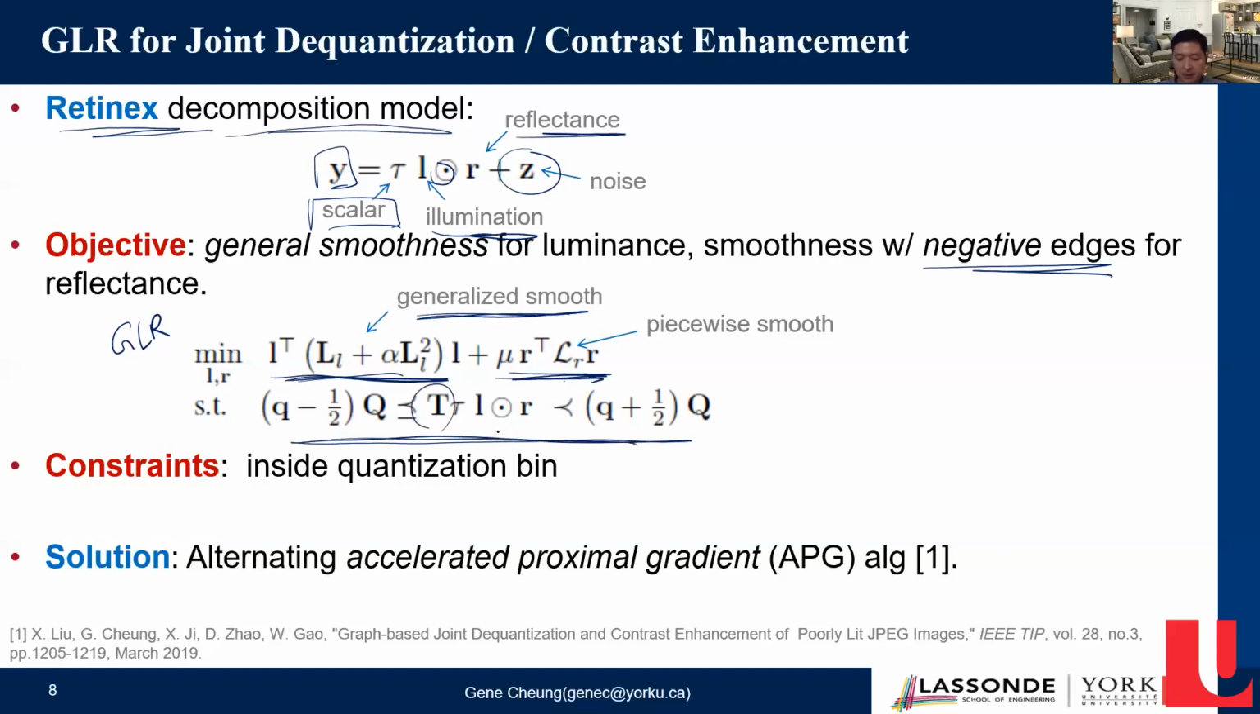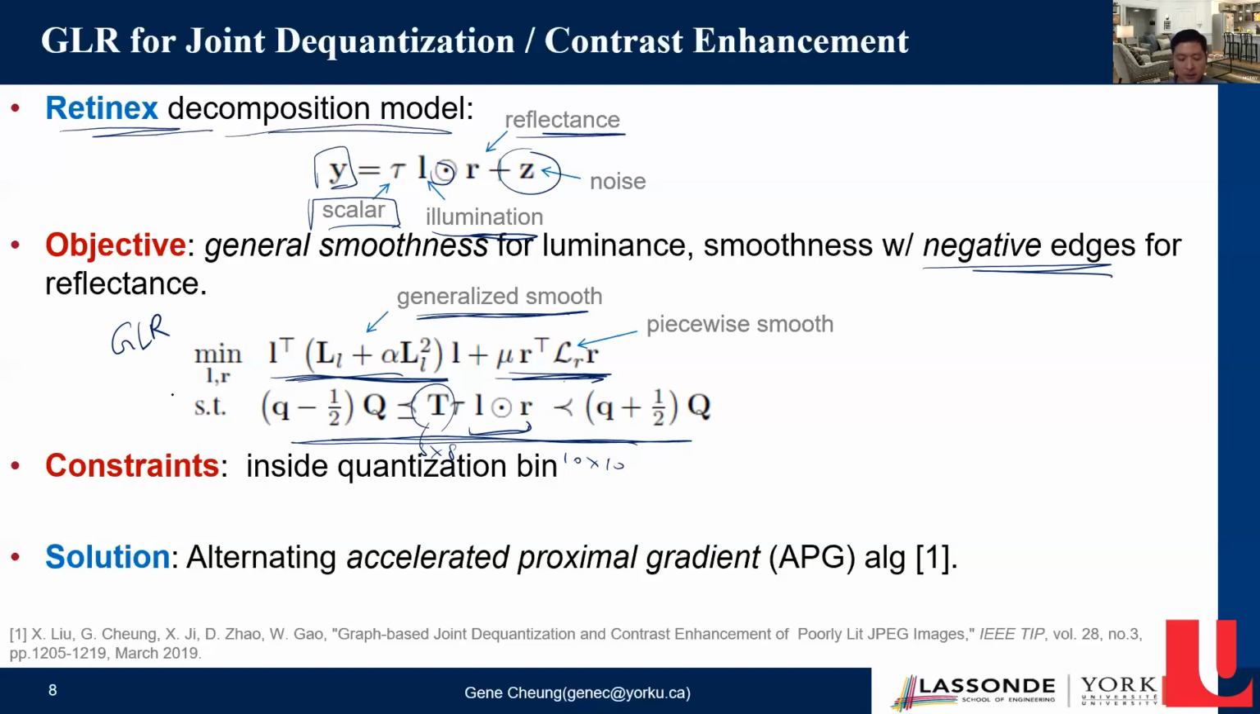T here is mapping a particular pixel patch, in this case 10 by 10, to an 8 by 8 block, because JPEGs are encoded in 8 by 8 blocks. So you're saying if I extract the 8 by 8 blocks, they have to fit inside a quantization bin. So that's the constraint.